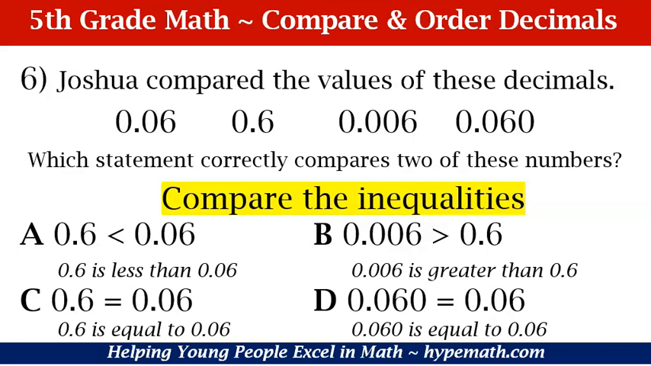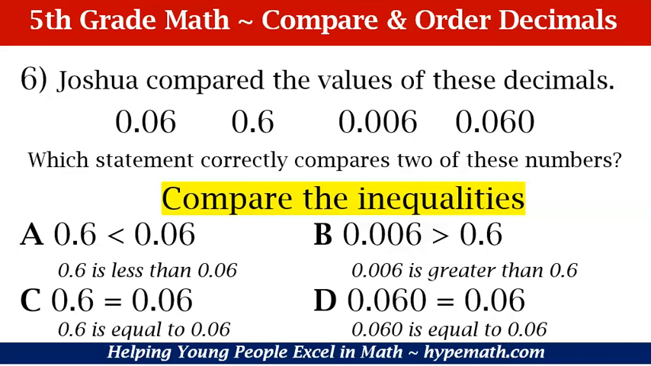We have A, 0.6 is less than 0.06. B, 0.006 is greater than 0.6. C, 0.6 is equal to 0.006. And D, 0.060 is equal to 0.06.